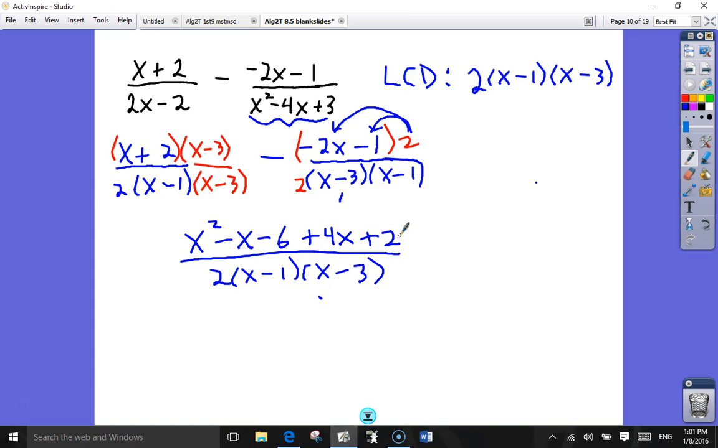Nope. No, I mean, at least there's some like terms in the numerator. We need to deal with that. And then it may be factorable again. So let's see. Negative x plus 4x is 3x. Negative 6 plus 2 is minus 4.